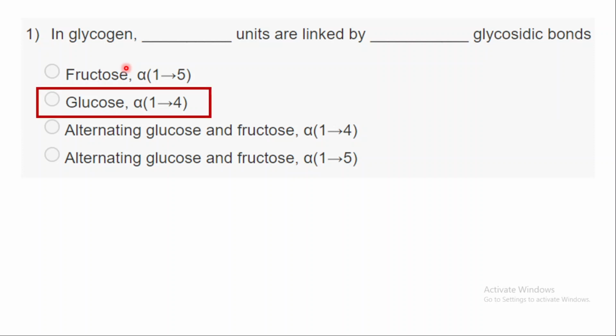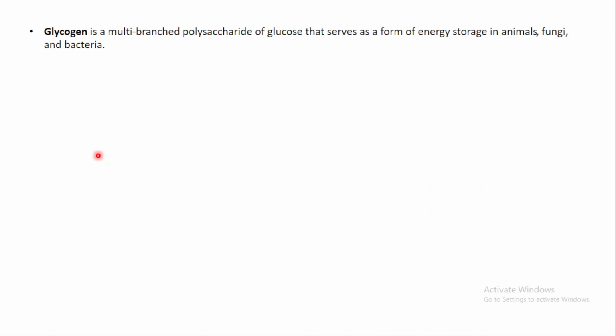Correct answer is B. Glucose. Glycogen is made up of glucose units and linked by alpha 1,4 glycosidic bonds. So all those who have answered B, glucose alpha 1,4, are correct, and those who couldn't, it's okay. But there was a confusion between fructose and glucose. Now let's see what is glycogen.